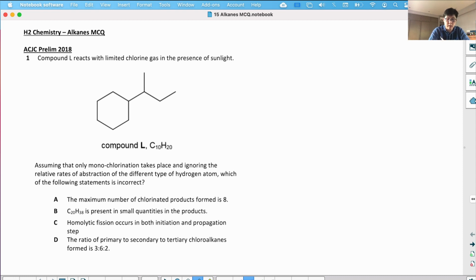So I'm just going to say this. I can kick out this H and put in a Cl. Or I can kick out this H and put in a Cl. Or I can kick out this H and put in a Cl. All right. Or for this one over here, I can kick out this H and put in a Cl. Or I kick out this H and put in a Cl. They actually mean the same because this molecule is symmetrical. All right, so you must be able to see that.